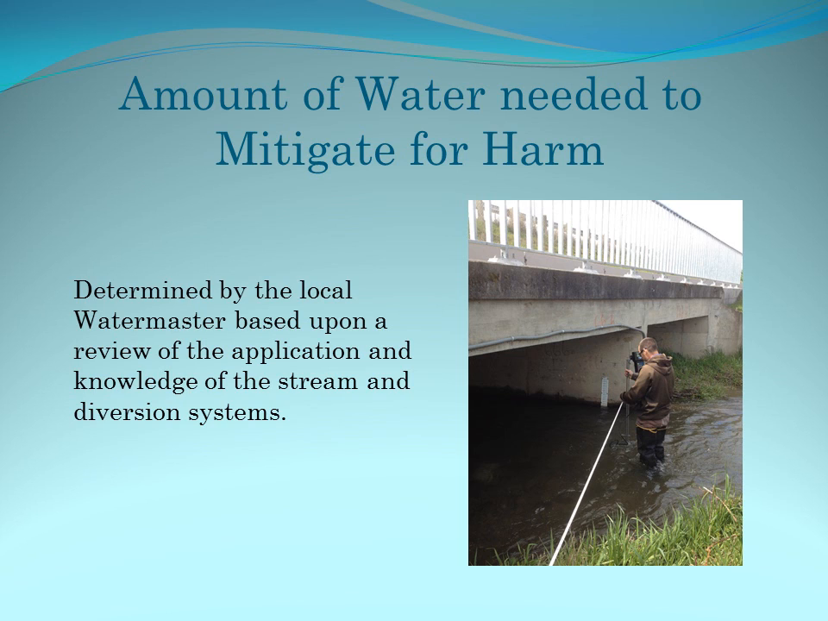The next factor considered when allocating the conserved water is the quantity of water needed to mitigate for injury or harm to other water rights. This is determined by the local water master based on a review of the application and knowledge of the stream and diversion systems.